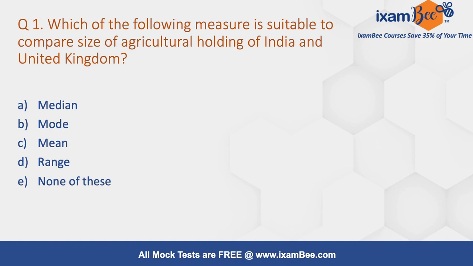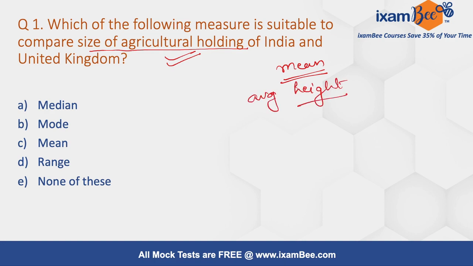Which of the following measure is suitable to compare the size of agricultural holding of India and UK? In these cases, the most common reply for these types of questions is mean, because when we talk about the average holding size, we think it is the mean that represents the average. But this is not the case here, because when we talk about the average size of the land holding or average height, it is not the mean that represents the average.